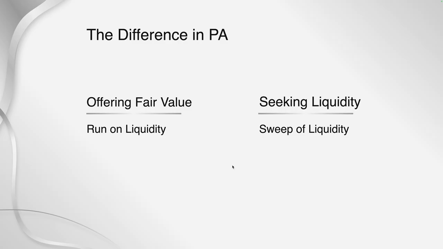Offering fair value is oftentimes, 9 out of 10 times, seen through a run on liquidity. So if we offer the fair value to then continue higher or continue lower, if it's a bearish mitigation block, bearish fair value area, then it will be seen through a run on liquidity. If we are seeking liquidity, oftentimes it will be seen through a sweep of liquidity. So what are the differences and how can we identify these two things?